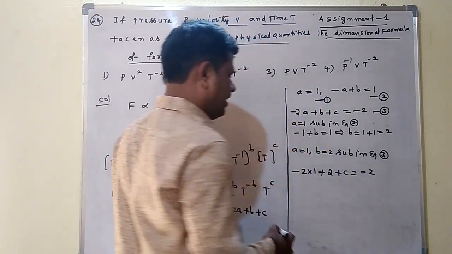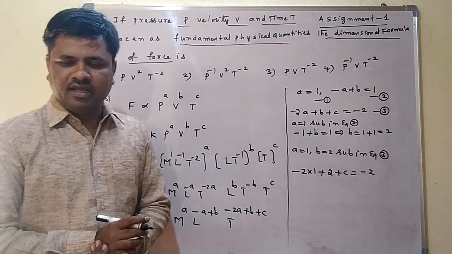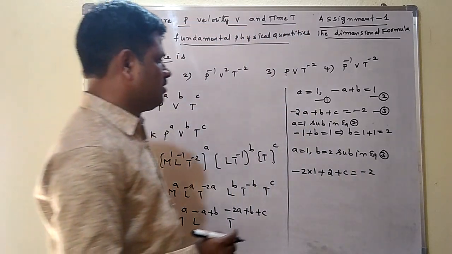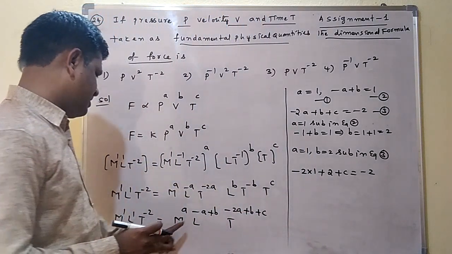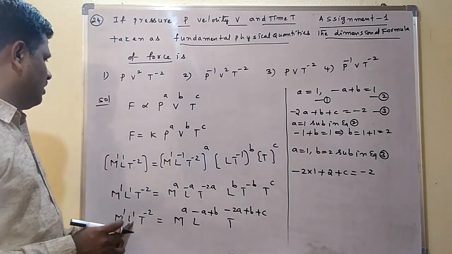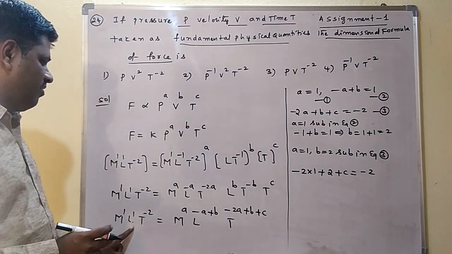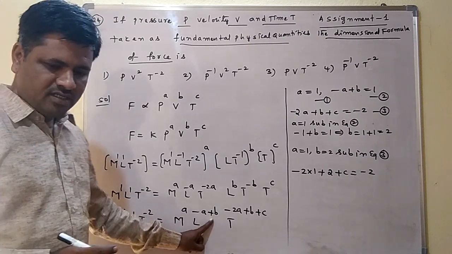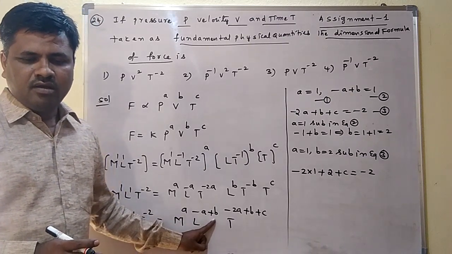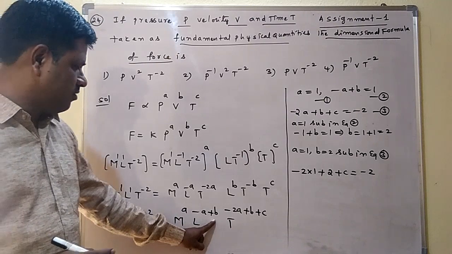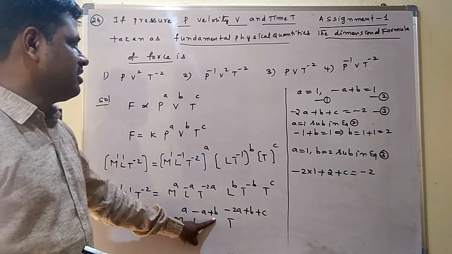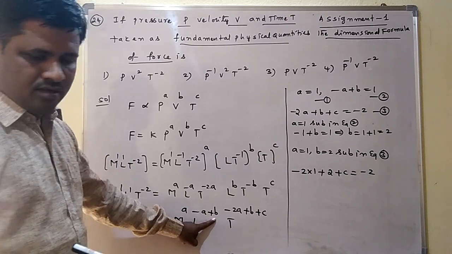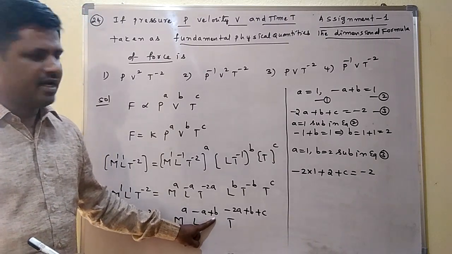Here we can get b as minus a plus b is equal to 1. Minus a plus b is equal to 1 means minus 1 plus b equal to 1. Here from this we are getting b equal to 2.